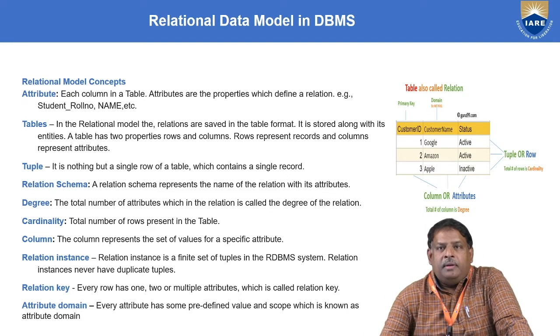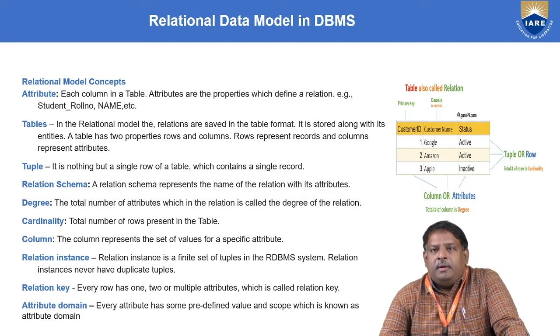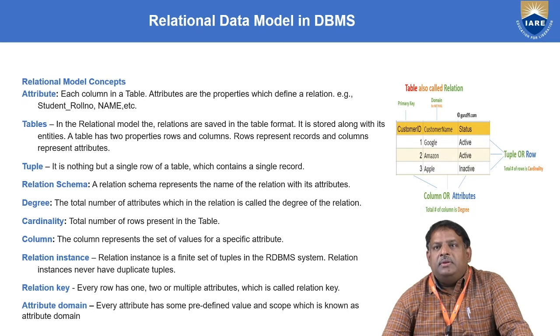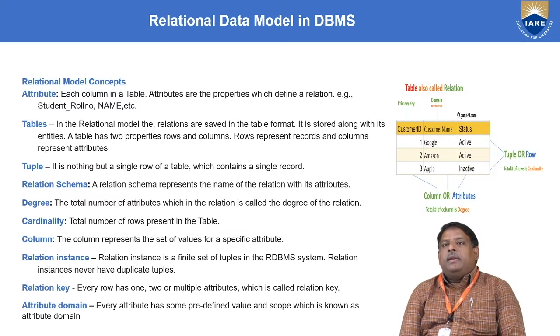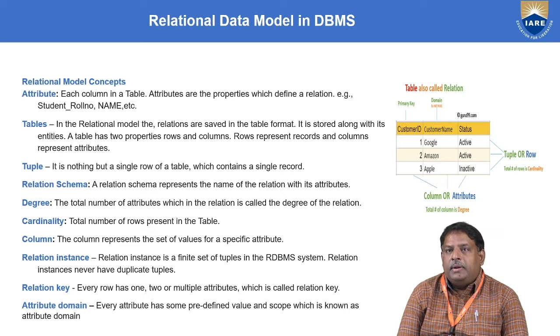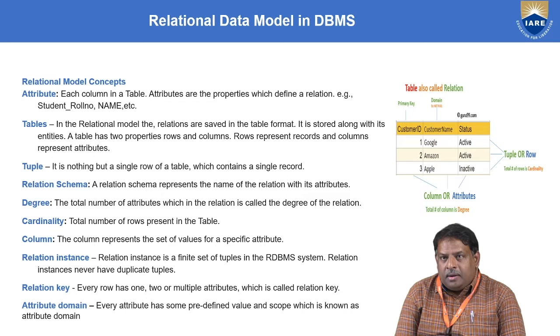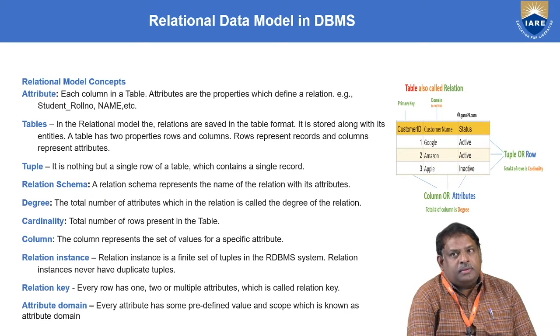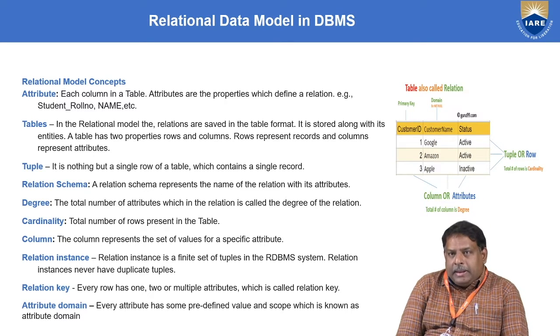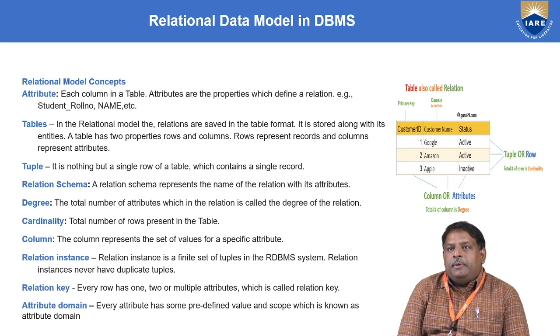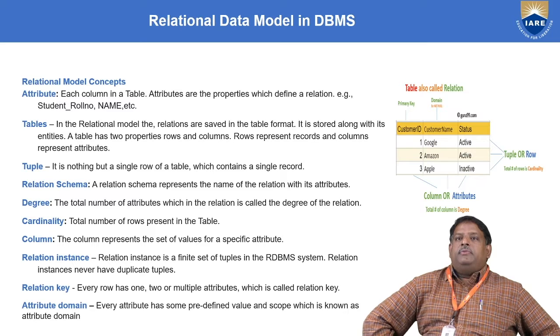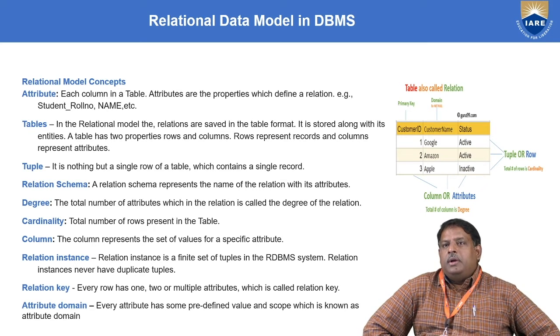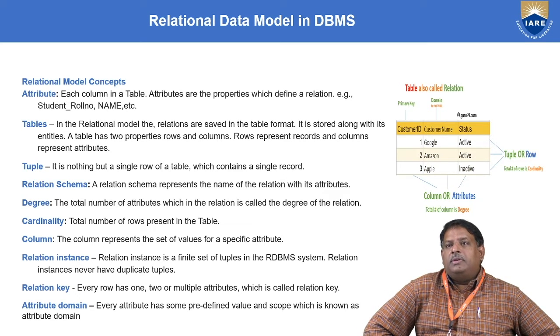In the relational model, the relations are saved in the table format. When the relations are stored in the table format, they are stored along with the entities. A table has two properties, rows and columns. Row represents records and column represents attributes.